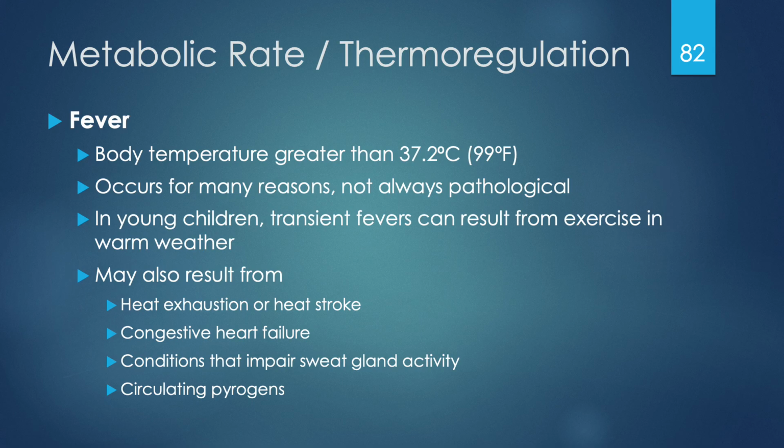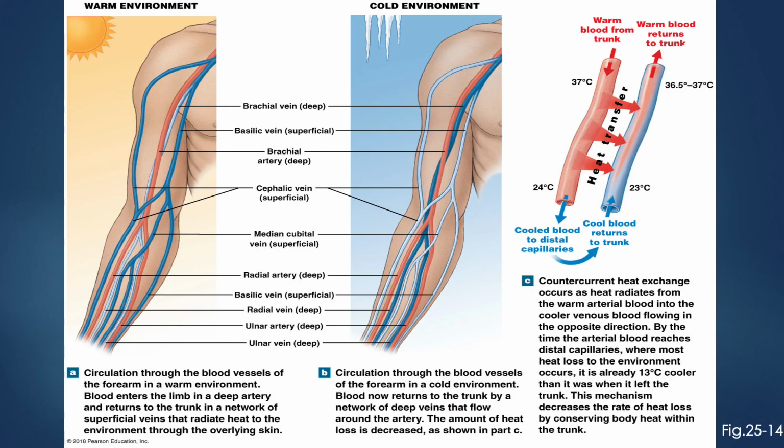In young children, they can get fevers that come and go. It can result from just exercising in warm weather. If they get just a little bit warm, they can cool down again, sometimes quite quickly. Fever can also result from heat exhaustion or heat stroke, congestive heart failure, conditions that impair your sweat gland activity, and also circulating pyrogens. Figure 25-14 in your text shows you how vascular adaptations for heat loss and conservation work.